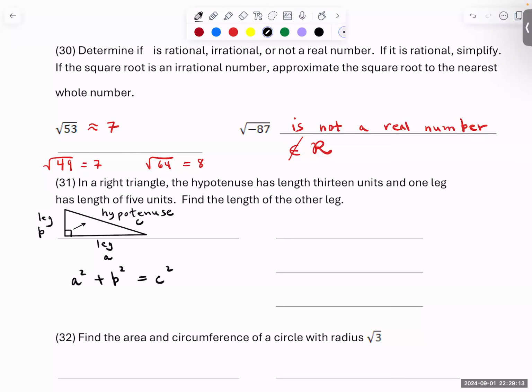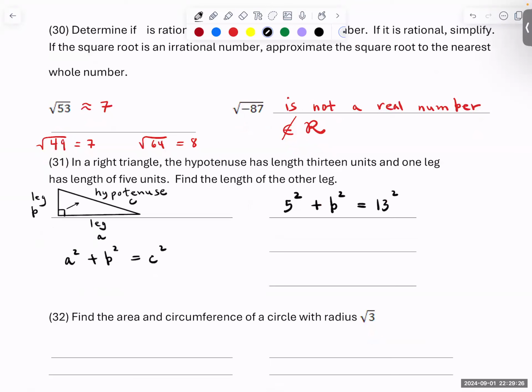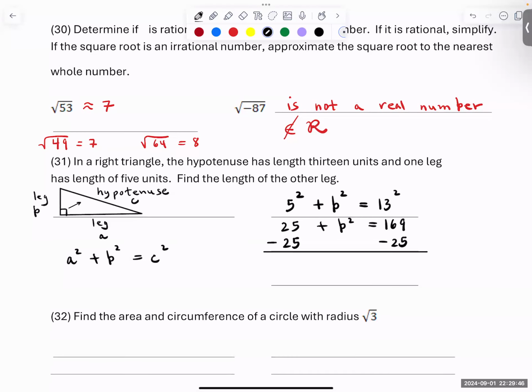So here we have one leg is 5 units, so let's say A is 5. The other leg is unknown, we'll call that B, and that equals the hypotenuse length, which is 13, 13 squared. So to solve for length B, let's square 5 and square 13. Subtract 25. Thus, B squared equals 144.